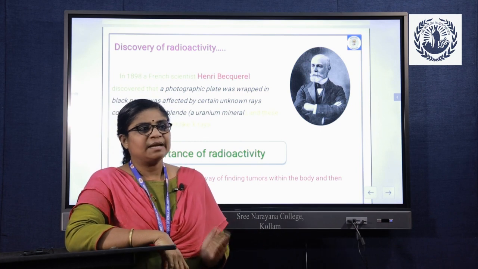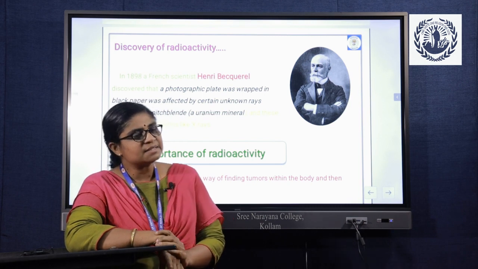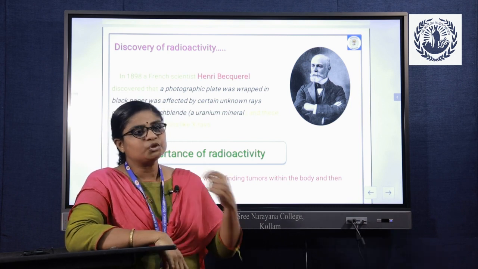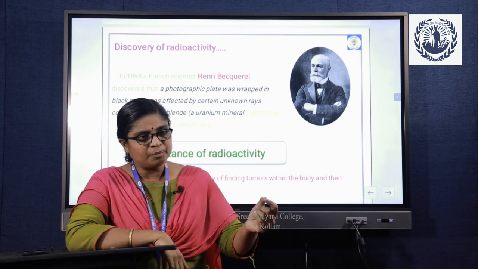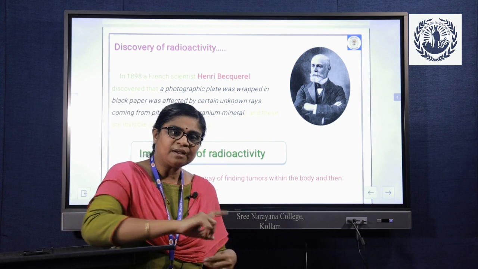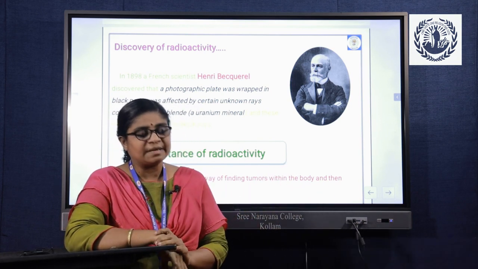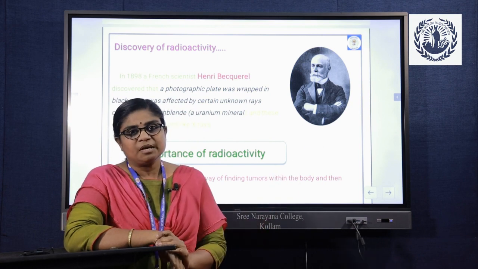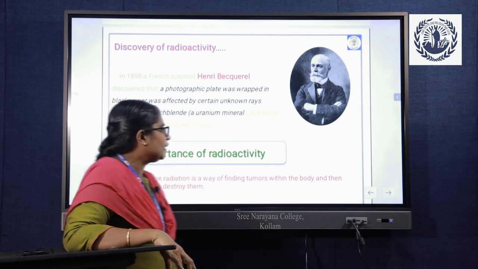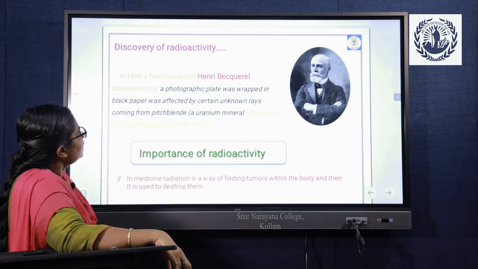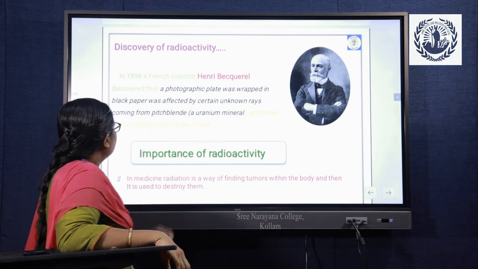So he thought that some unknown rays were being emitted, and these unknown rays penetrate through the black paper and through the aluminum foil, travel through the air, and strike the photographic film, and thus the spots are formed. From his thought, he discovered the term radioactivity. So Henri Becquerel was the first scientist who discovered radioactivity.